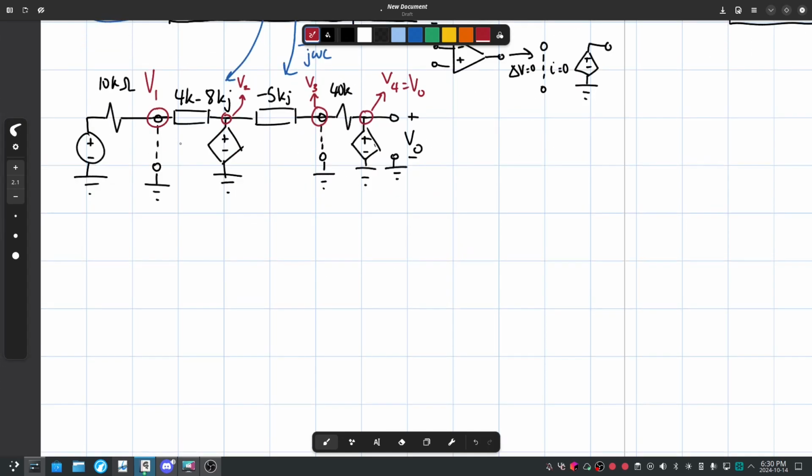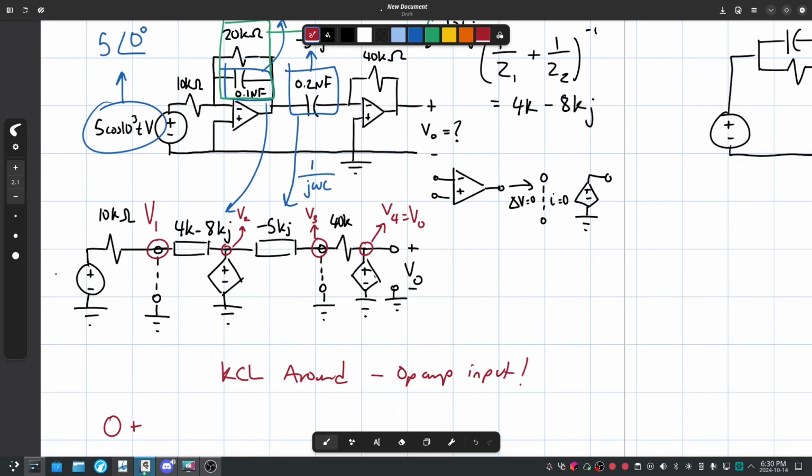So we want to do KCL around the negative op amp input. Makes everything a lot easier. So let's start with V1. So we have two inputs. We have this one over here, and we have coming out here. You can assume the direction, it doesn't really matter. You know how KCL is, you should be able to do this by now. So that's going to be from 0 across our voltage source of 5 with a phasor of 0 degrees.